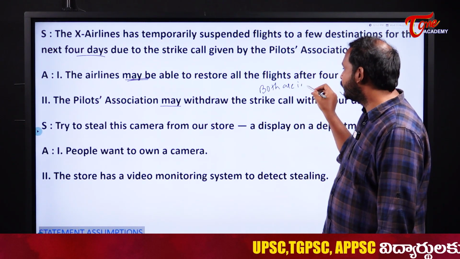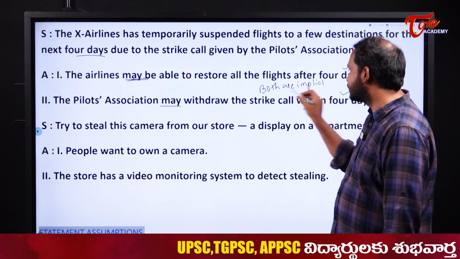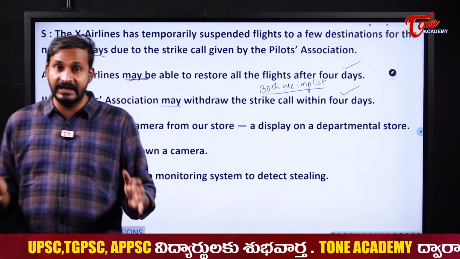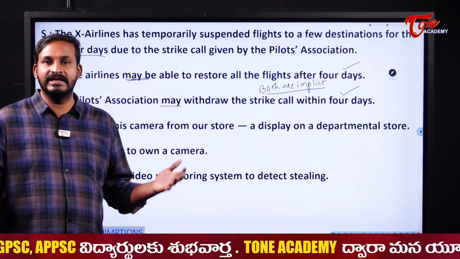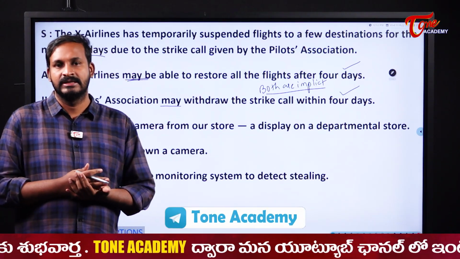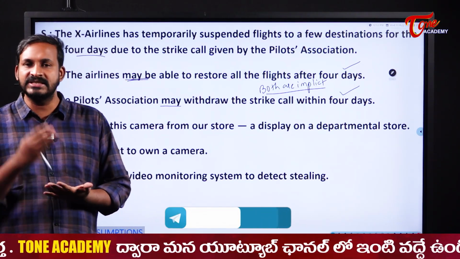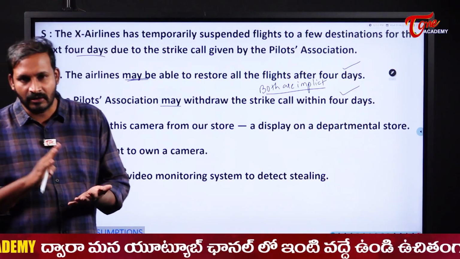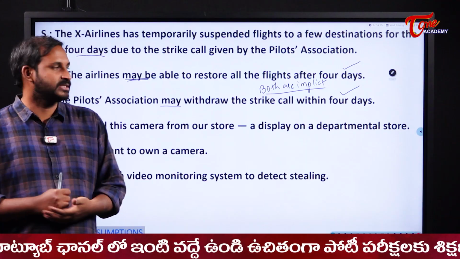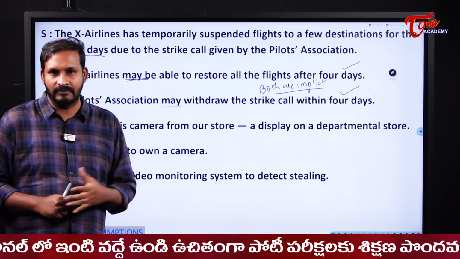See, without that hope, they will not keep the deadline as 4 days, right? For example, if they know that the strike will keep on continuing for 10 days, means definitely they will suspend the services for 10 days. They are suspending just for 4 days means, yes, there is a hope that they will call off that strike and then automatically we can resume the services. So here both are implicit.